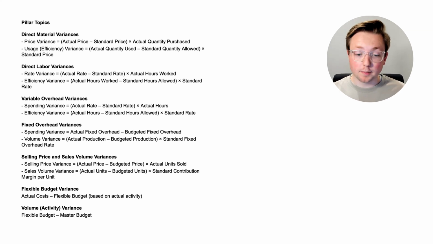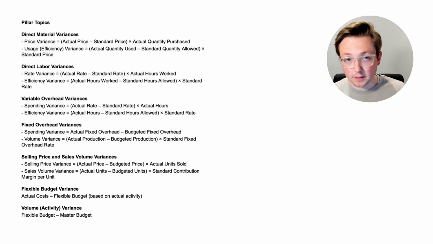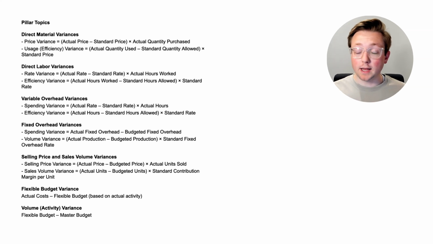Now let's talk about flexible budget variance. And by the way, flexible budget variance and master budget and things like that seem to be a little bit smaller. So really what you need to know for that is you take the actual costs less the flexible budget, and that's based on actual activity. And remember, the flexible budget was taking the variable overhead plus the fixed overhead, and then you compare that to the actual costs. And then there was the volume or activity variance, and that was the flexible budget less the master budget. So those two fit together pretty well.